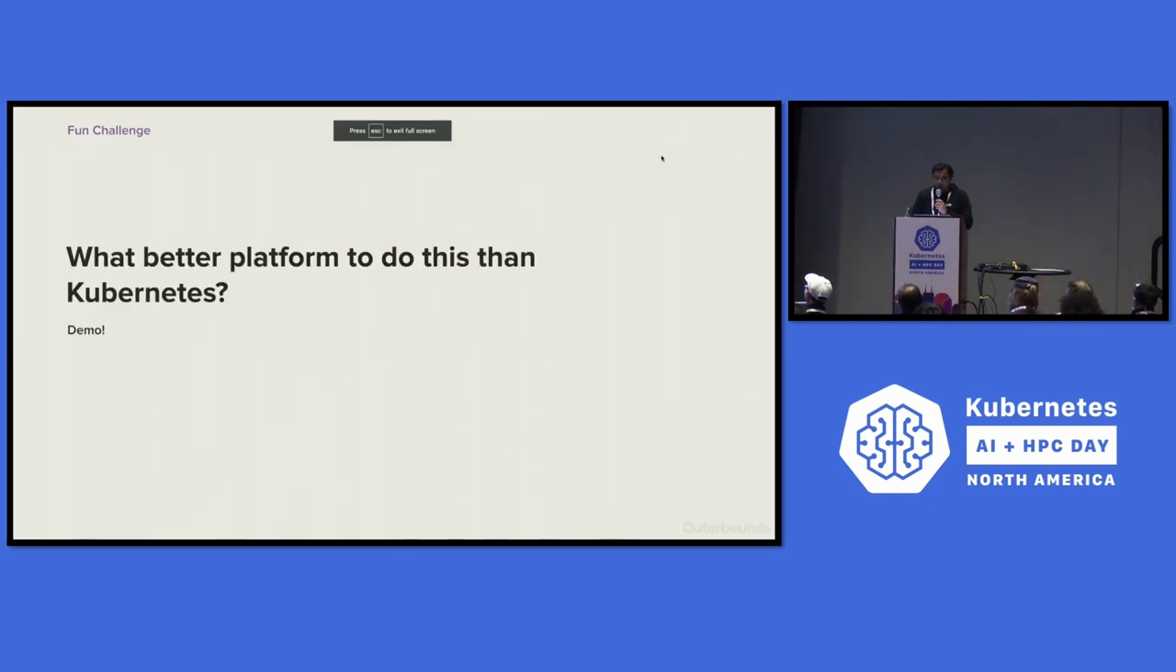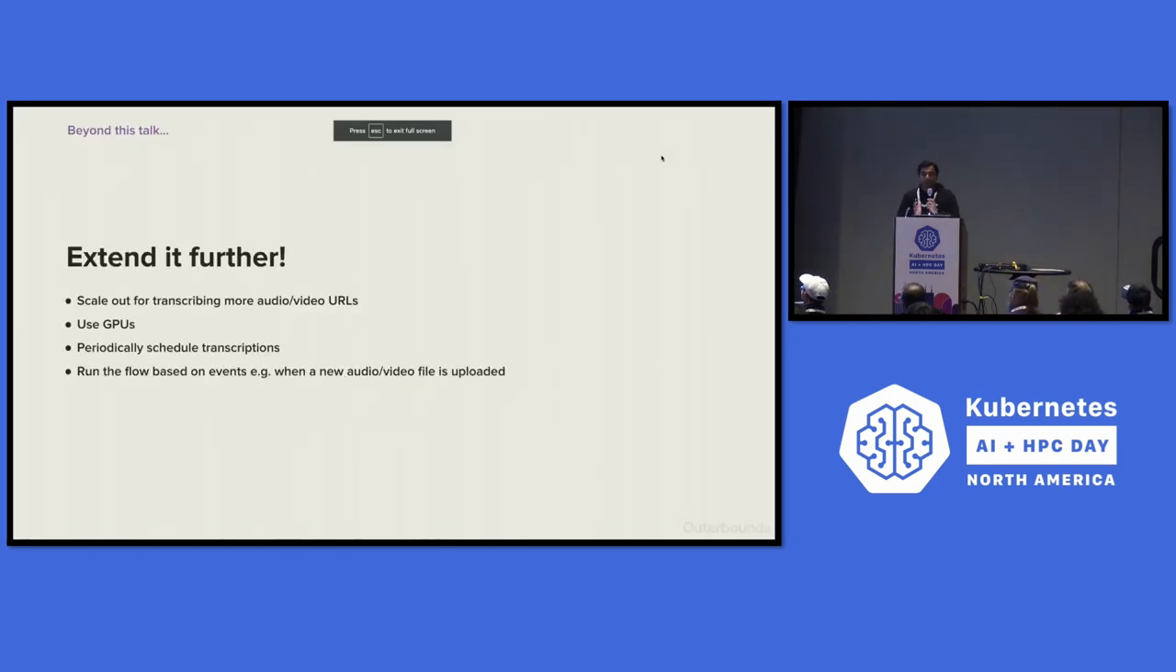So that's awesome. What can we do with this? This was a cool demo, but what can we do with this and how can we extend it further? Well, we had a fixed set of three URLs or three files in this case. Imagine that this list of audios that you want to transcribe is getting populated based on some other input. You go out and look at a YouTube channel, or search for audio files somewhere, or look at your Zoom call history and find all the Zoom recordings that you have. So you can scale out the number of URLs that you're transcribing at any point in time.